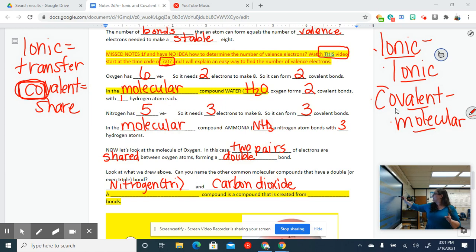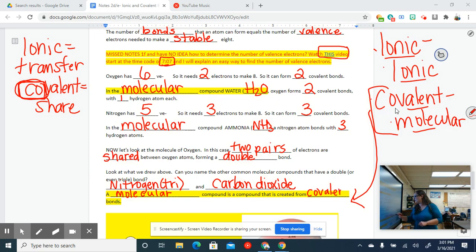So this is just coming from here. A molecular compound is a compound that is created from covalent bonds. So one more time, ionic, transfer; covalent, share; ionic, covalent, molecular. Pause if you need to get that, but I'm going to erase and move on.